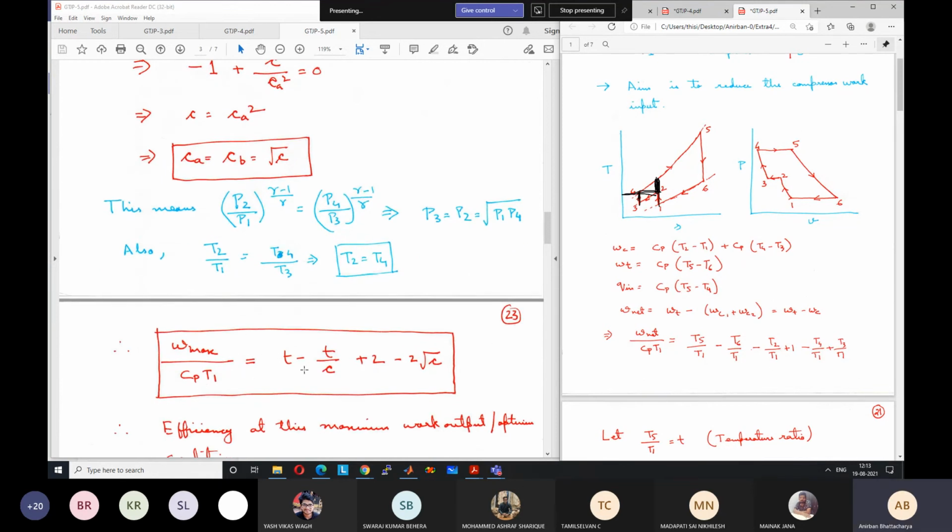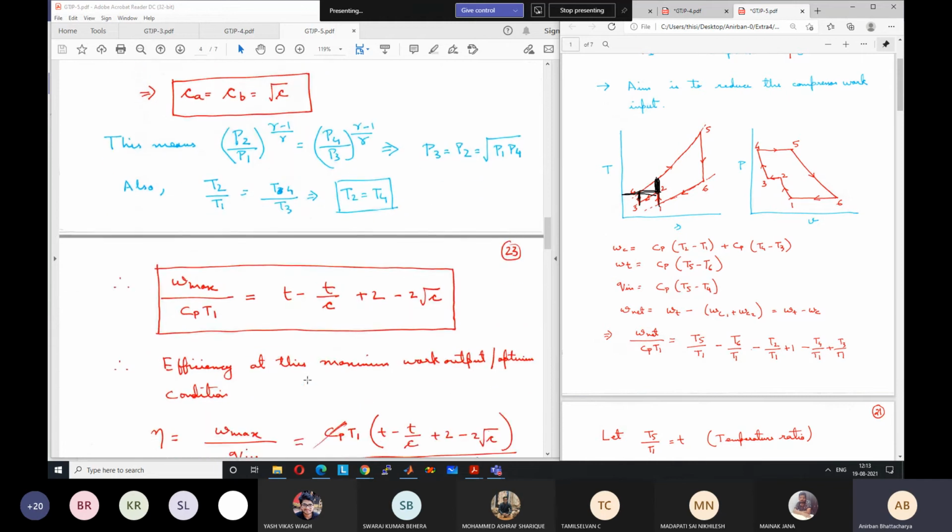W max by CP_T1 is equal to T minus T by C plus 2 minus 2 root C. Again, there is no simplification for this. It's just for plotting the variation with respect to T and R. That's why we are expressing it in terms of T and R. C is a representation of R; C is R to the power gamma minus 1 by gamma. So for the intercooled cycle, we can find the variation with respect to T and R. We will see that in a minute.